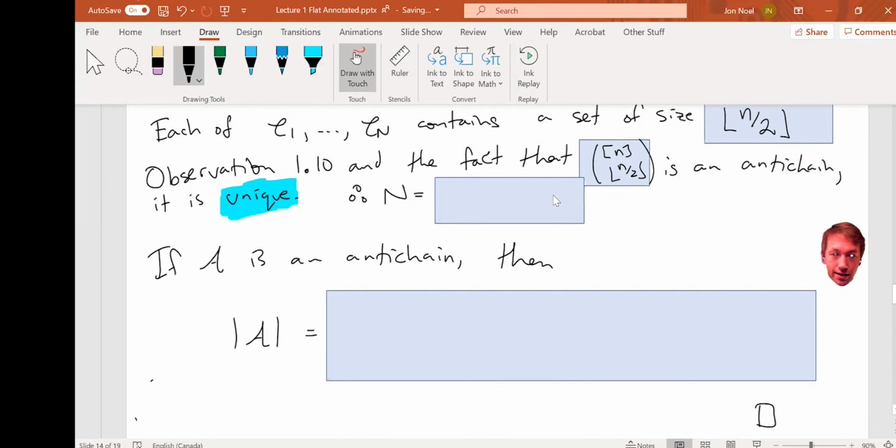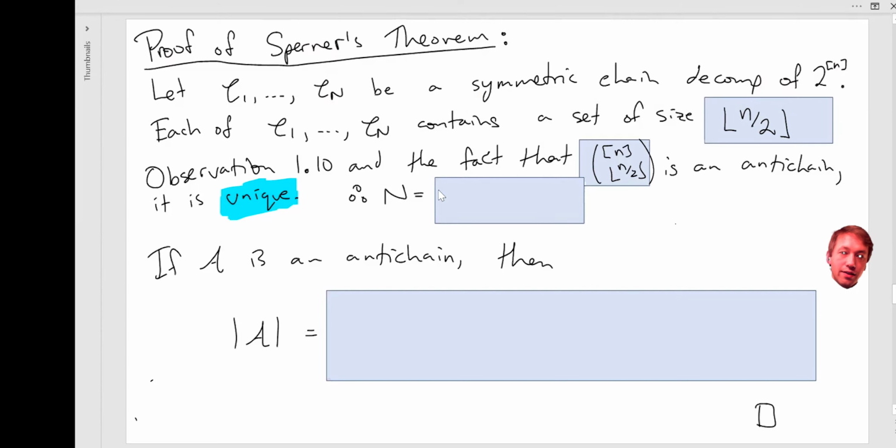So how big is capital N? Remember, capital N is the number of chains. If you think about it, every set of size n over 2 is in a chain. Every chain contains exactly one such element. So actually the number of chains is just n choose n over 2. No matter how the symmetric chain decomposition was constructed, it could be constructed the way we did it, or it could have come somehow from nature, somebody magically appeared, no matter how it was constructed, it always has the same number of chains.